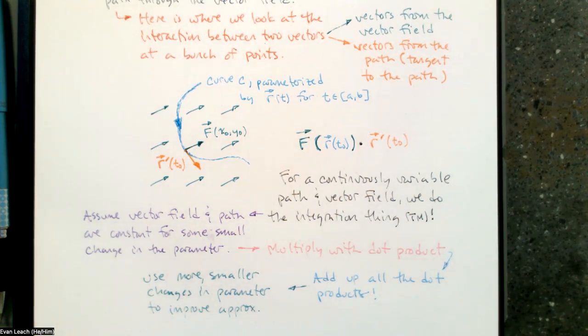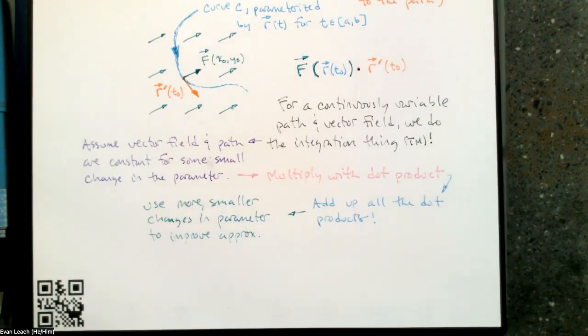This is the line integral version of smaller rectangles, or more rectangles that are not as wide, a smaller value of delta x. And then the calculus thinking: what happens when we use an infinite number of small changes in the parameter?